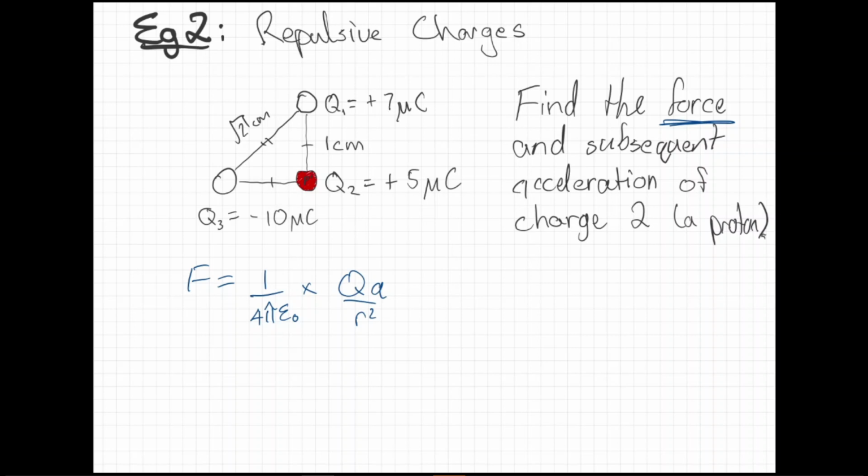Now, you can stop at this point, once you've written down that formula and reminded yourself, oh, this is one of those questions, you can stop and have a look at it and go, well, what is going to happen to that charge 2? What's Q1 going to do to charge 2, Rebecca? Someone have a look. Q1, positive 7 microcoulombs.